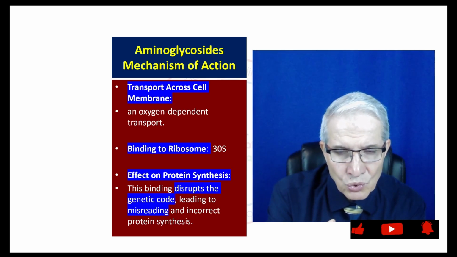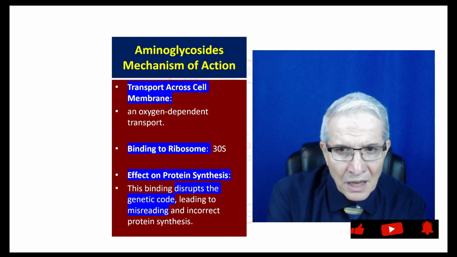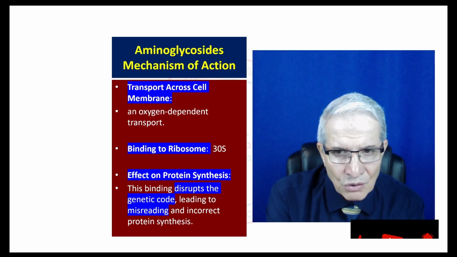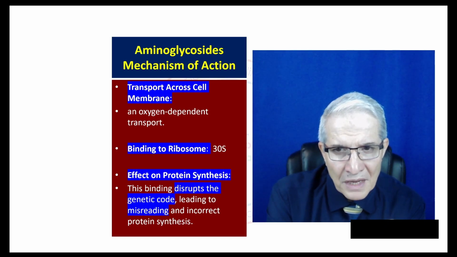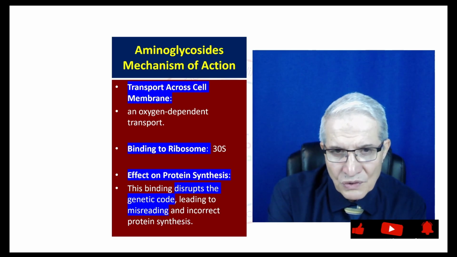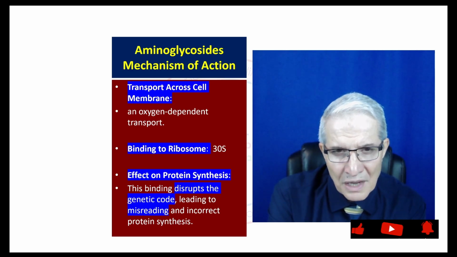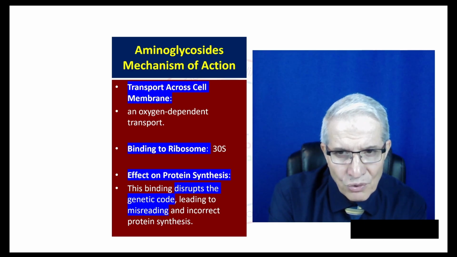This is number one. Number two, when the aminoglycoside enters the cell, it binds to the ribosome 30S subunit, and this will lead to disruption of the genetic code. This will lead to misreading of the messenger RNA, and at the end will lead to inhibition of protein synthesis. So these are the steps of the mechanism of action for aminoglycoside. Number one, crossing the cell membrane depending on oxygen transport. Number two, binding to the 30S subunit. Number three, disrupting the genetic code. Number four, causing misreading of the genetic code, and this will conclude with protein synthesis inhibition.